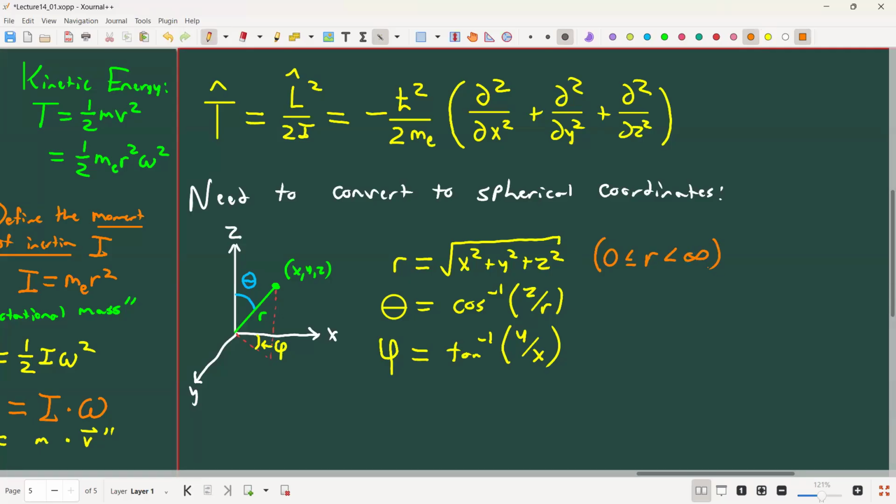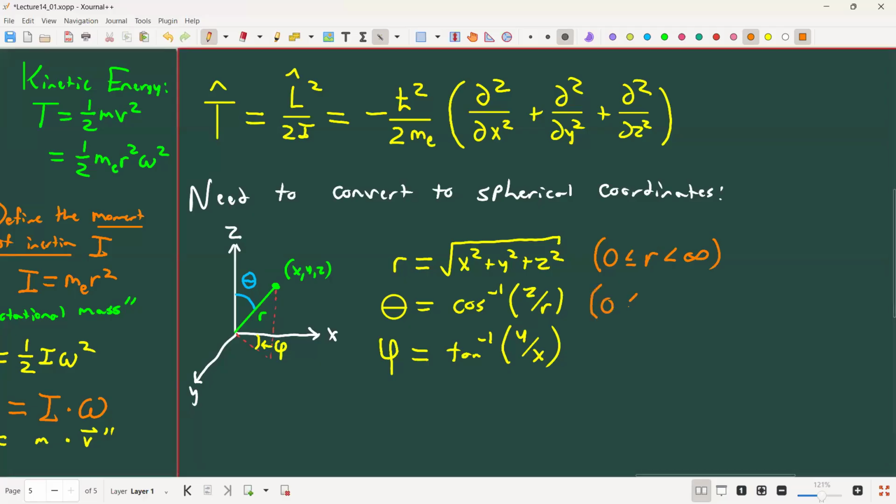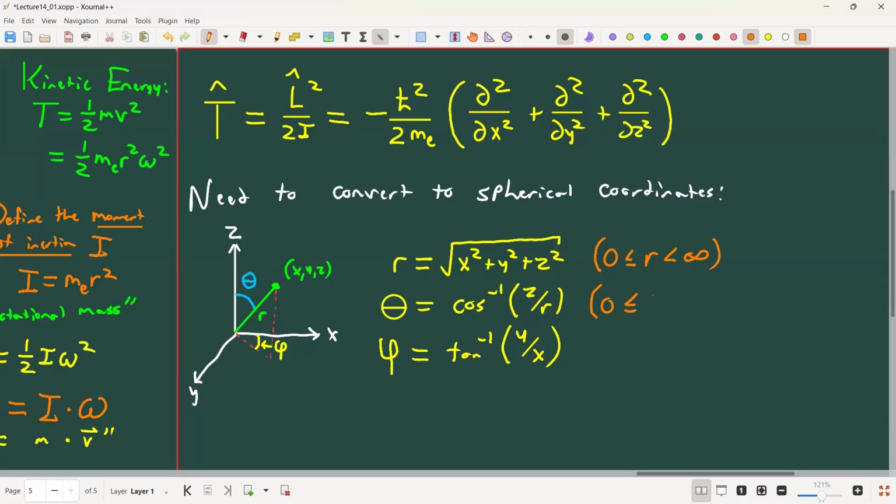Theta tells us where we are relative to Z. So we don't really need to go 360 degrees. We only need to go 180 degrees, from Z plus to Z minus. So theta has a domain between 0 and pi.